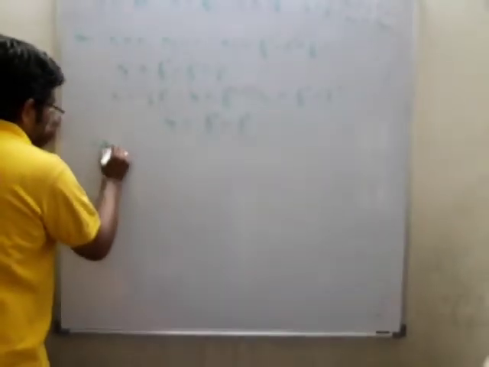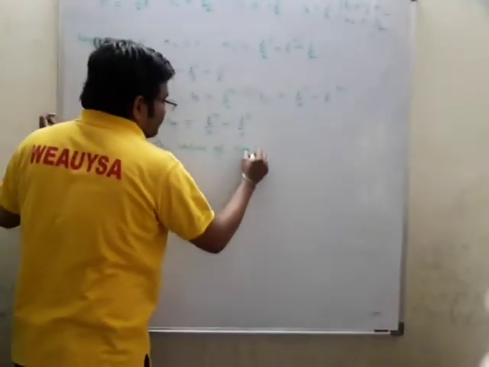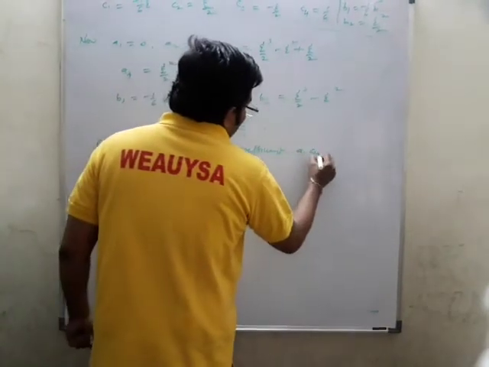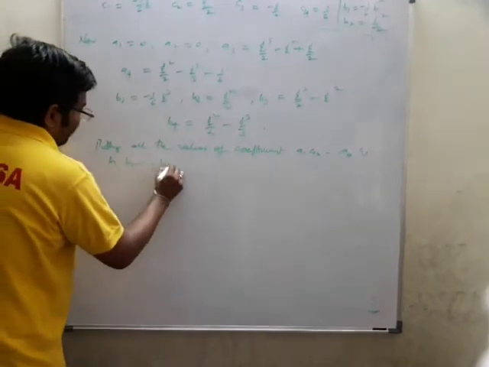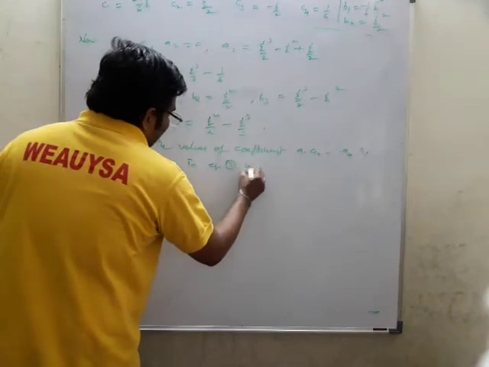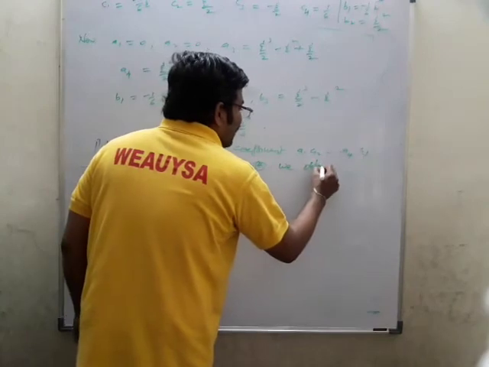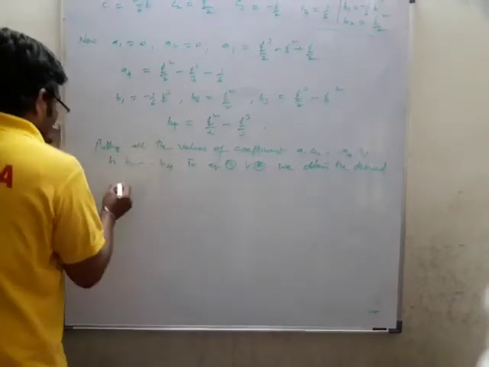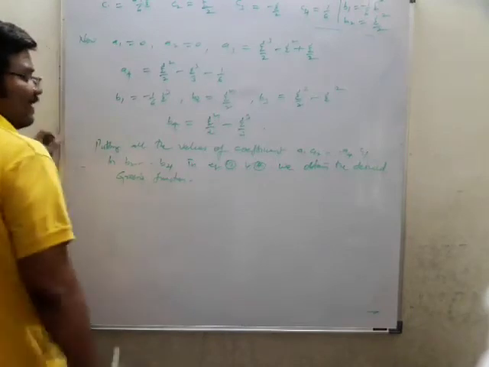Putting all the values of coefficients A1, A2 and so on, A4, and B1, B2 and so on, B4 in equations 3 and 4, we obtain the desired Green's function.